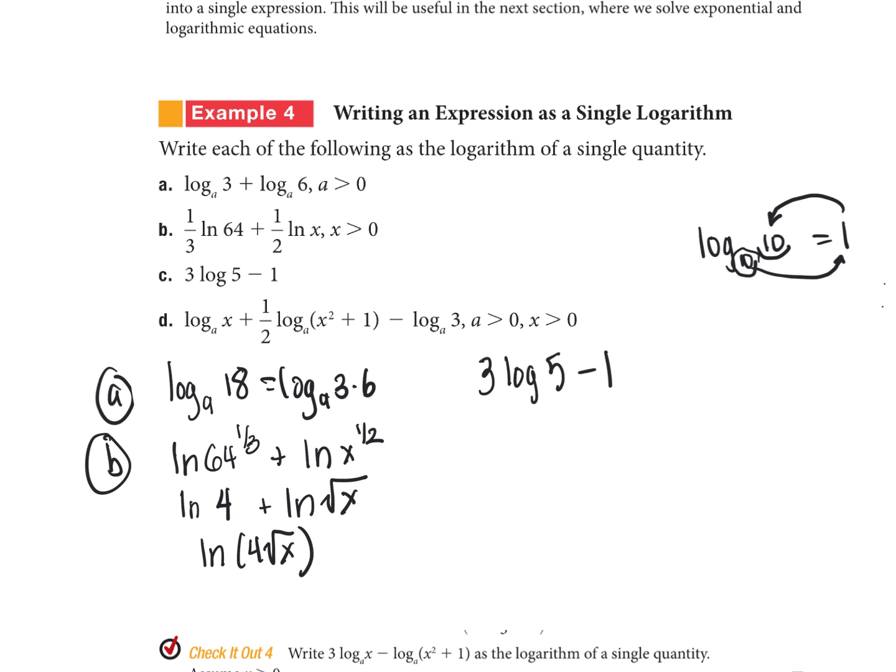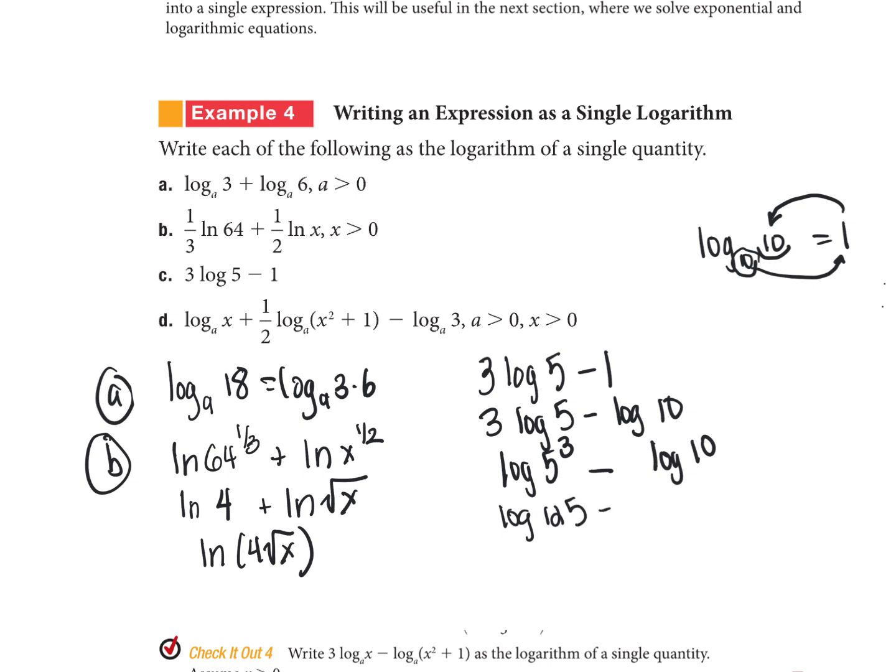So we're going to have 3 log 5 minus log 10, which would be the same as log 5 to the third minus log 10. We didn't want it as 1. What a struggle bus. All right, and this is log 125 minus log 10, which is log 125 divided by 10, which is the log of 12.5.